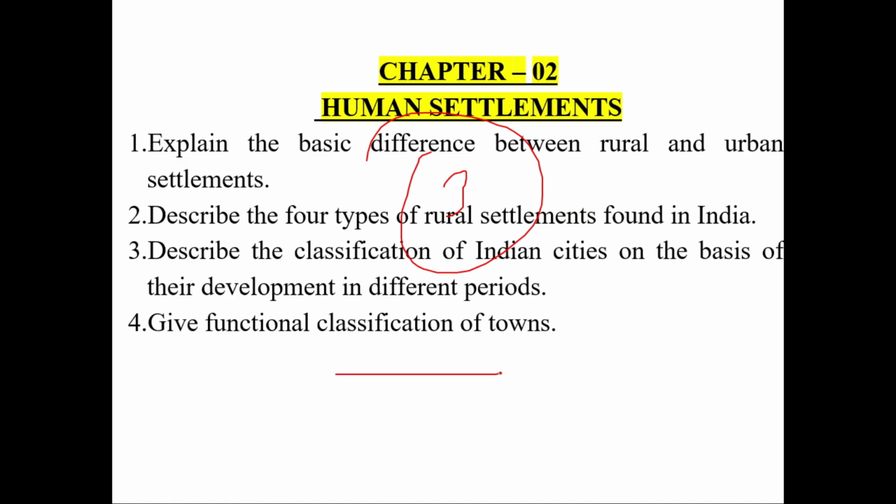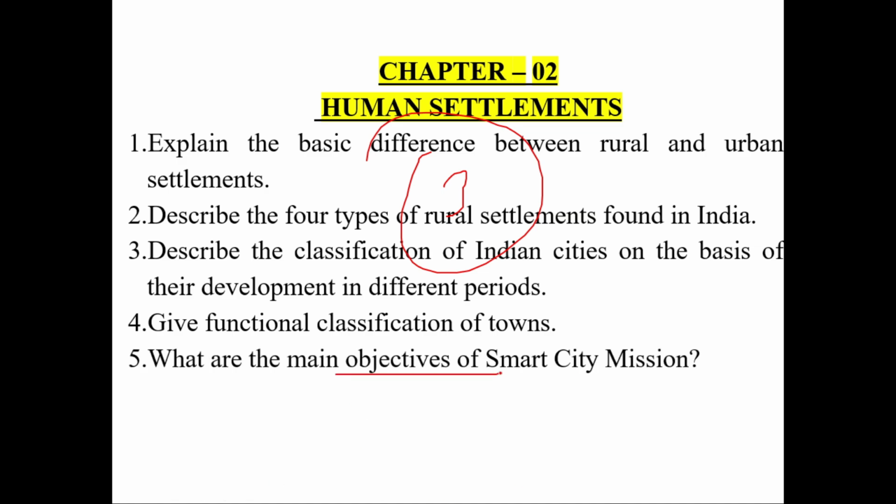Functional classification or evolution of towns. Then another is the question of the smart city. This can come in 3 marks. This is also very important. Smart city, you can see from your book.